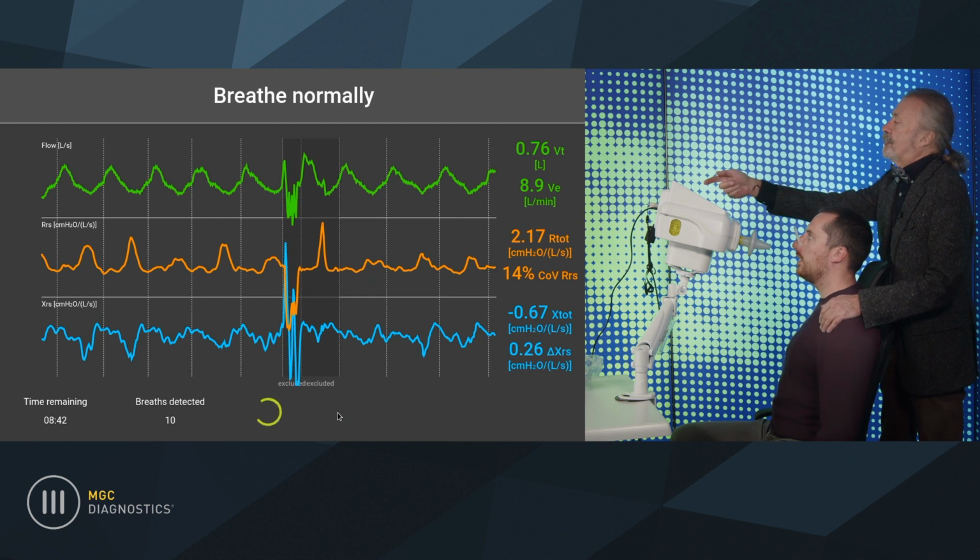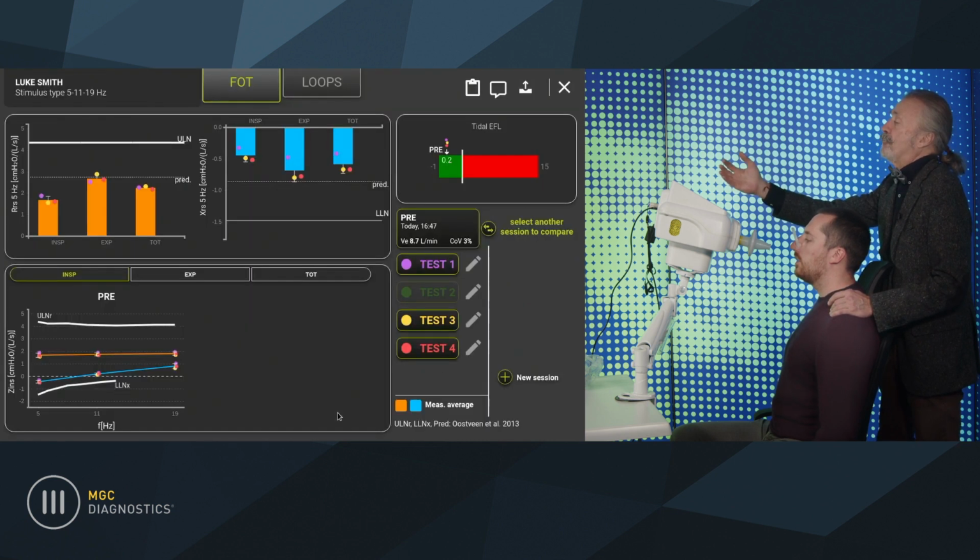We look at the ventilation and the tidal volume in green, the total resistance, the total reactance, the coefficient of variation, and the flow limitation. So what we're going to do now in the evaluation process, if one wishes, is to look at the coefficient of variation that I'm going to show you now with the arrow in the little box there.